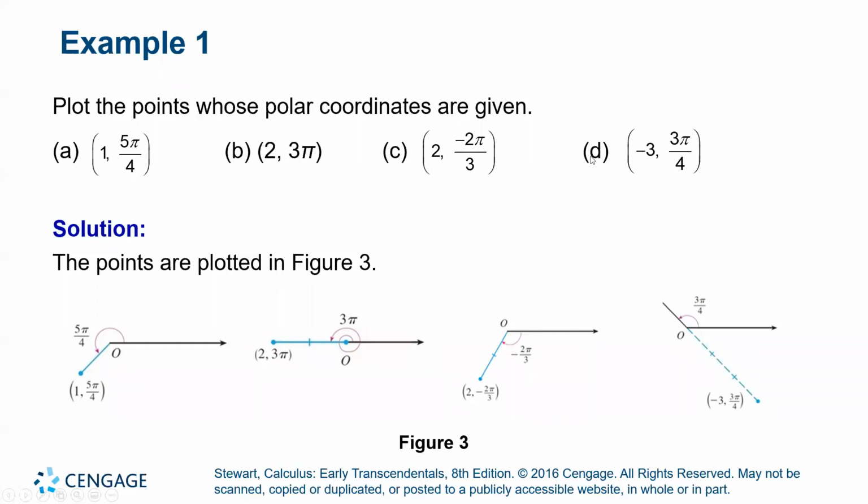And then in the last example, we have an r of negative 3 and a theta of 3 pi over 4. So we start by finding our angle, 3 pi over 4, and then since r is negative, instead of going out on this ray, we go in the exact opposite direction 3 units, and to find our final point, negative 3, 3 pi over 4.